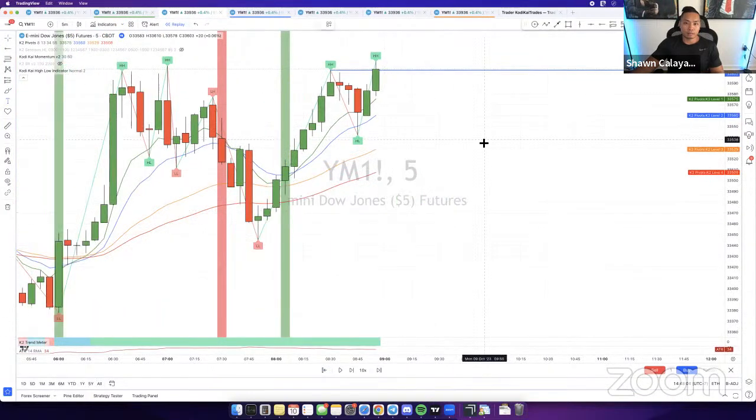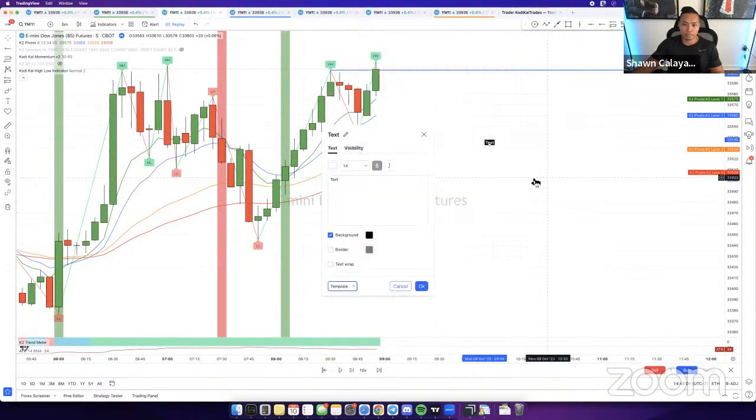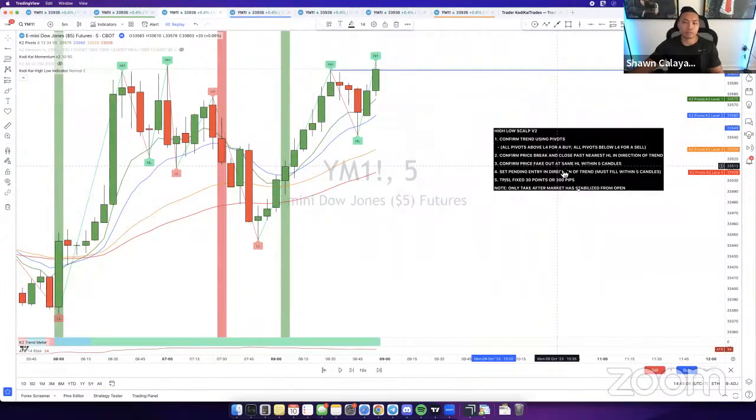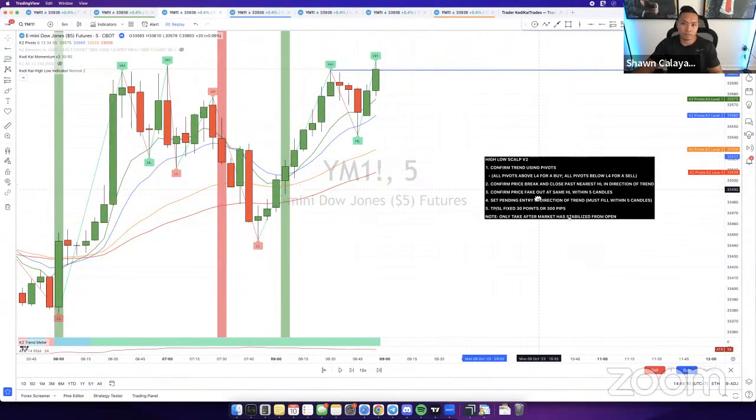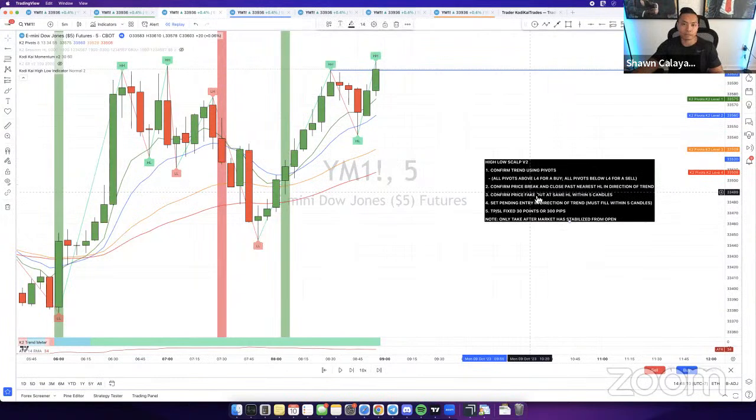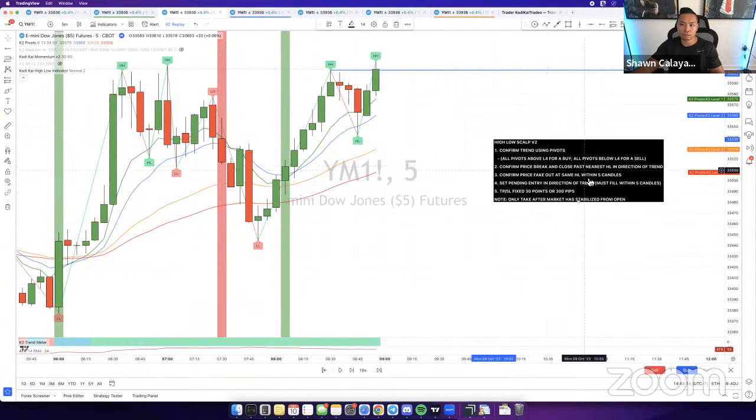So again, right here, I'll put up the High Low Scalp V2. The criteria is different though, so just keep that in mind, guys. For the 5 minute, it's very different. Well, it's not very different. It's different in the sense that you don't need to follow the minimum of 5 candles. So the fake out doesn't have to happen within 5 candles and the entry doesn't have to happen within 5 candles. Whenever the setup comes up, you just wait for the entry to come up and eventually it does.